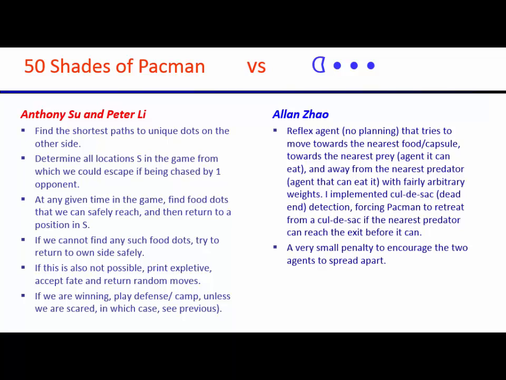All right, let's take a look at these two facing off. 50 Shades of Pac-Man, Anthony Sue and Pieter Lee. Are Anthony and Pieter here? Let's see. Anthony and Pieter. Is that Anthony or Pieter? Anthony. So Anthony Sue over there. Alan Zhao. Alan here. Over there. Did you raise your hand? All right, Alan there. Let's see how this plays out.